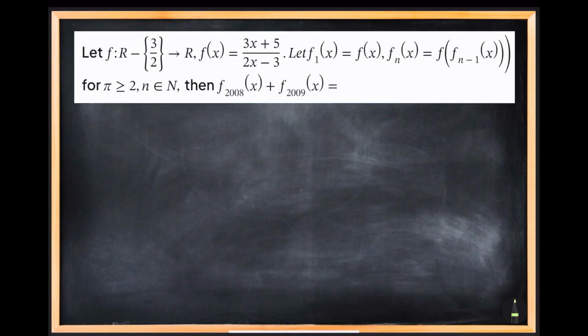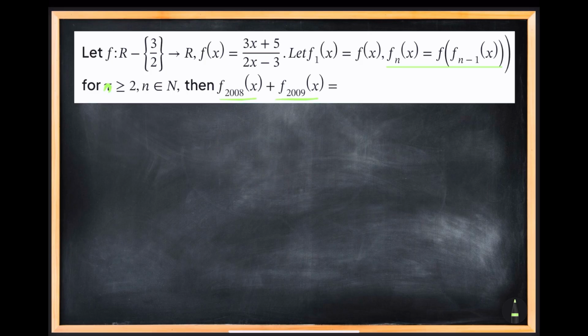So we got this situation to handle. Let f be defined from R minus 3 by 2 to R. Okay, f of x is this thing, f1 is f of x, and fn is this. Okay, and this is not pi, this is n greater than or equal to 2, n is a natural number. Then find the sum of these two functions.